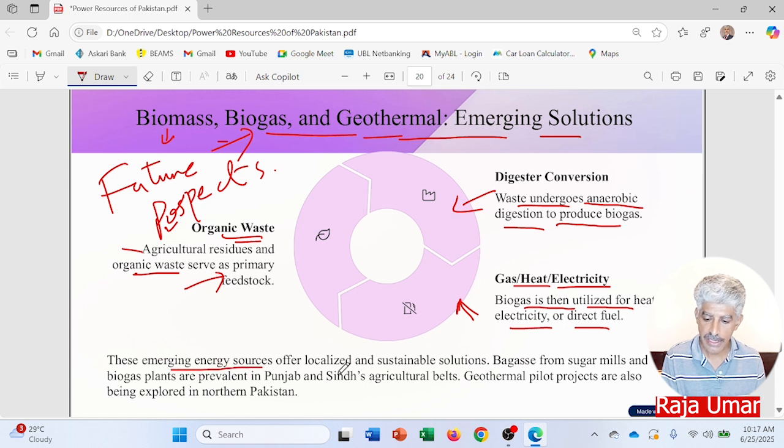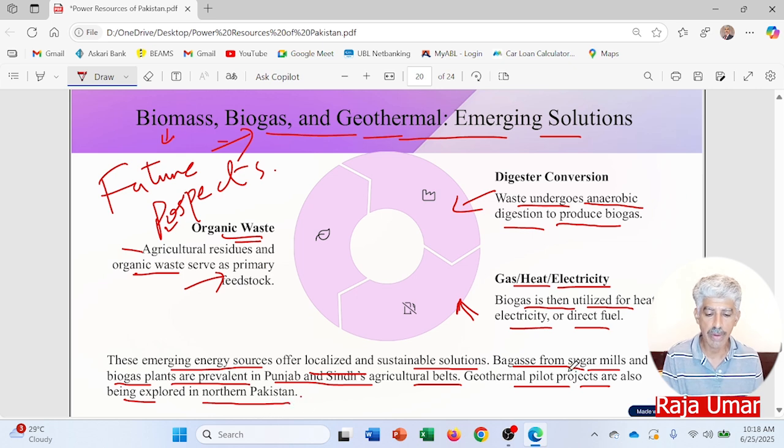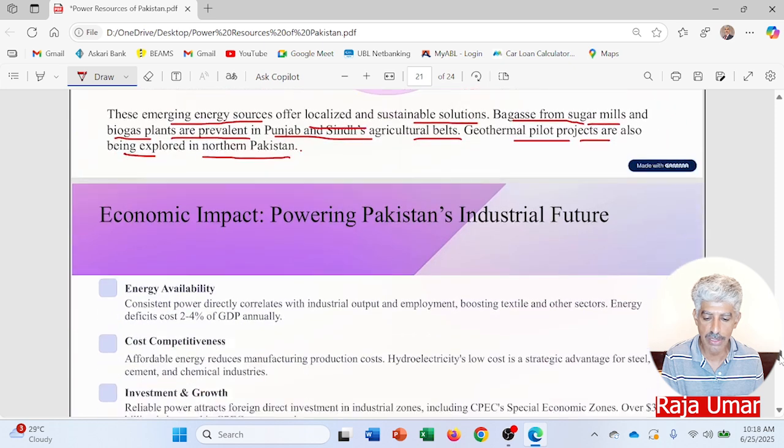These emerging energy resources offer localized and sustainable solutions. Bagasse from sugar mills and biogas plants are prevalent in Punjab and Sindh's agricultural belts. Geothermal pilot projects are also being explored in northern Pakistan, but not really very effective, and we have not got any good results out of that.